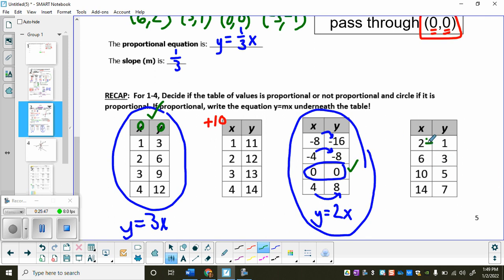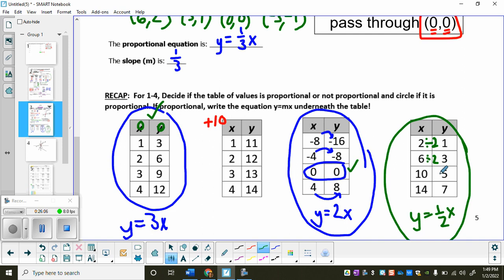This is divide by 2. 2 divided by 2 gives me 1. 6 divided by 2 gives me 3. And remember, anytime we're dividing by a number, we want to just show the fraction. So take 1/2 of each x. And that's how we get each of these y's. So it looks like, yep, this last one is proportional. This one is proportional. And the equation would be y equals 1/2 x.